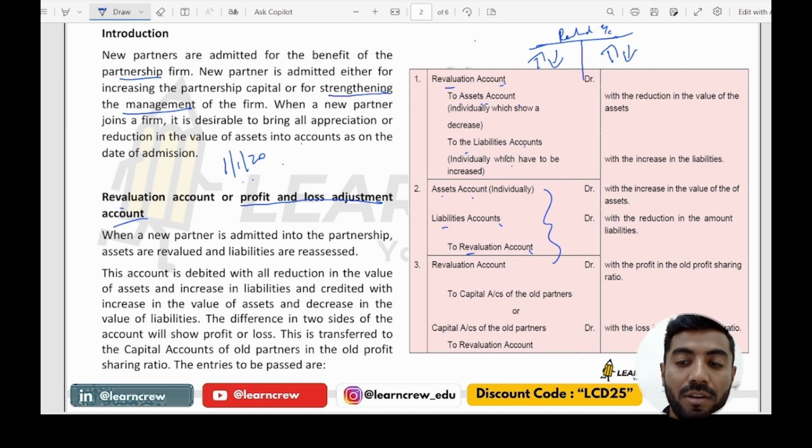And similarly, the profit and loss from this revaluation will be transferred to the partners. Okay. If it's a profit, it will be directly revaluation account debit to capital account of all partners. If it is a loss, capital account of all partners debit to the revaluation account. Profit will be shown here, loss will be shown here. Okay, the same thing to be transferred to the partners' accounts. Done. Okay.